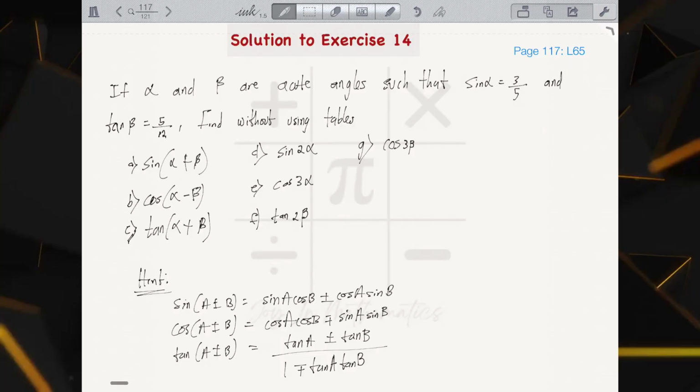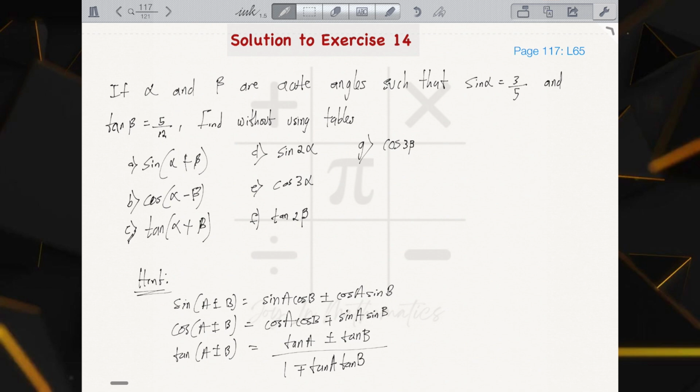Now let's solve the solution to exercise 14 together. The question says, if alpha and beta are acute angles such that sine alpha is equal to 3/5 and tan beta is equal to 5/12, we should find without using tables the following. We have 7 questions here.